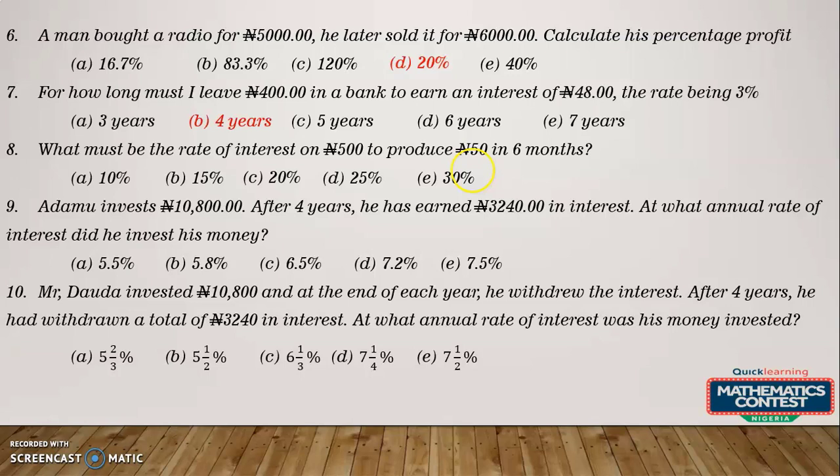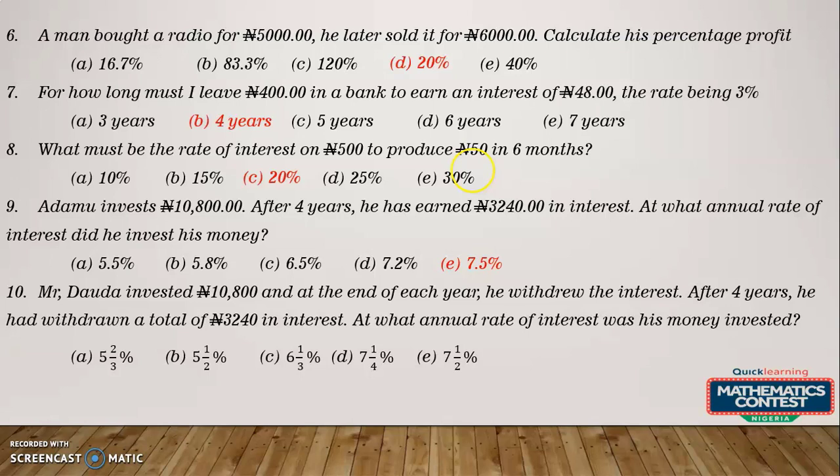Number 4. What must be the rate of interest of 500 naira to produce 50 naira in 6 months? It feels as though we have solved this question before. The answer is 20%. Adamu invests 10,800 naira. After 4 years, he has earned 3,240 naira in interest. At what annual rate of interest did he invest his money? The answer is 7.5%.